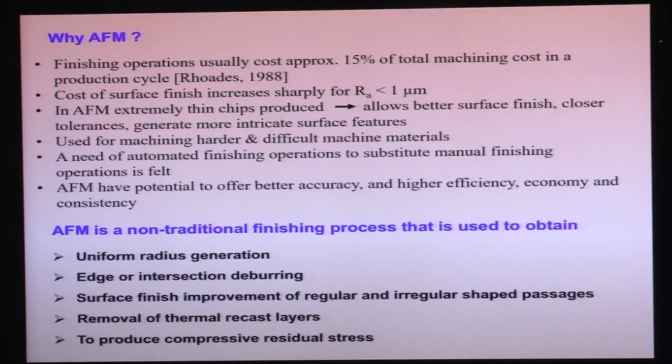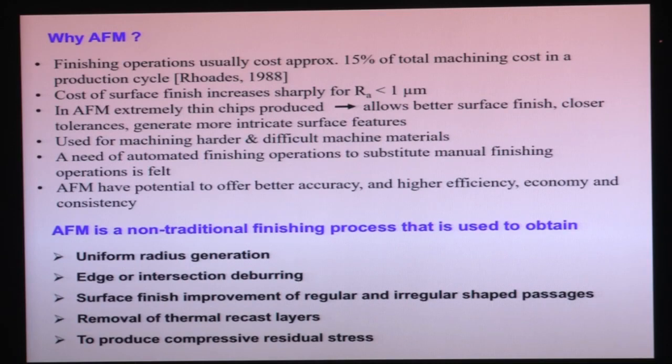So this AFM, why are you going for the AFM process? Because nowadays the cost of polishing of any component consists of 15% of the total manufacturing cost. So it is very high. This polishing cost is very high. The cost of surface finish sharply increases when surface roughness is less than 1 micron. So when surface roughness is less than 1 micron, the surface finishing cost also increases tremendously.